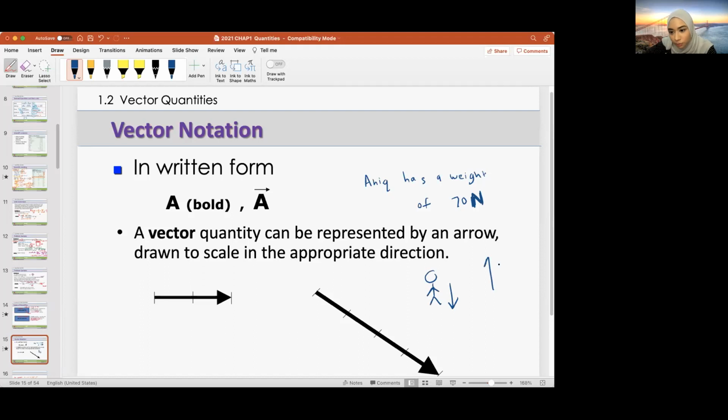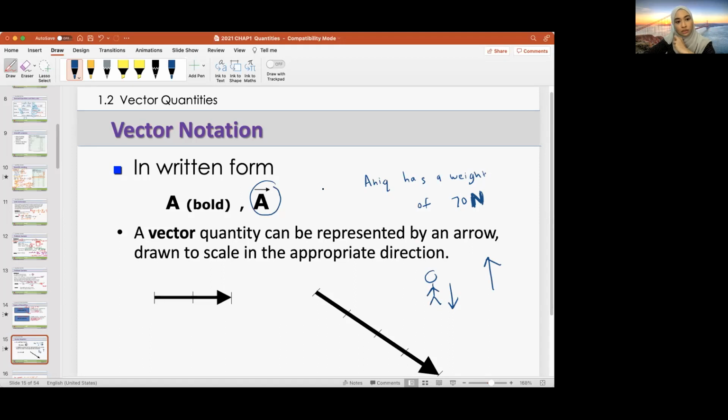It can't weigh upwards, right? Otherwise he would float around. So Anik's weight goes down because that is the gravitational force. So when they bold it, you know this 70 has a direction and the unit is in Newton. Okay, so that is one example in the textbook.